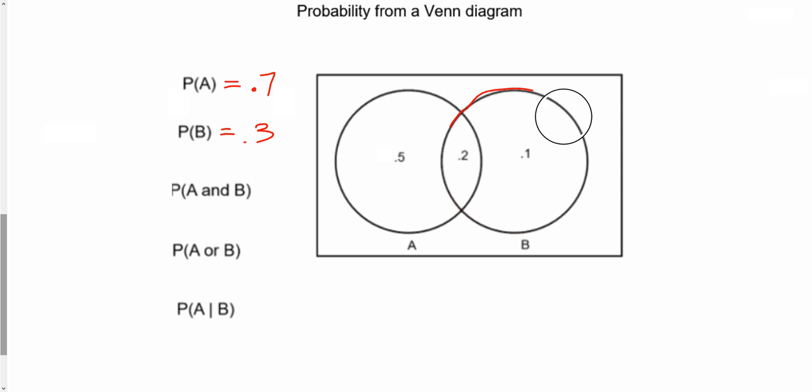Okay? What does and mean again? Okay, so first, and is never add, or is add. And means multiply, but we don't have to multiply anything because in a picture, we can find the and by looking at the overlap. So our overlap here is 0.2.